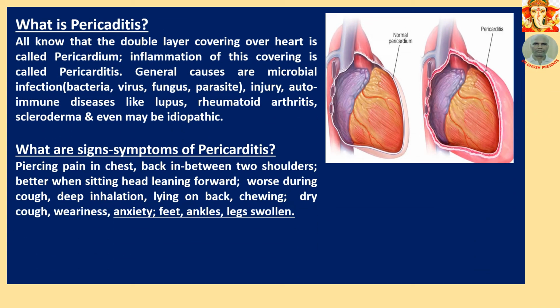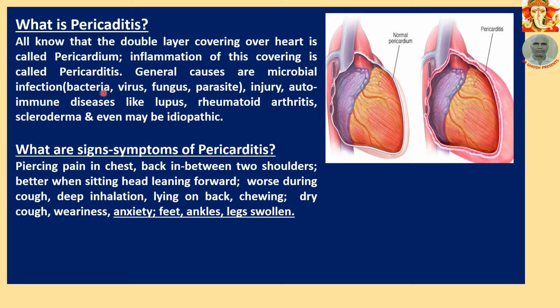What is pericarditis? All know that the double layer covering over the heart is called the pericardium. Inflammation of this covering is called pericarditis. Note the picture on the right hand side. This is the double layer of covering, called pericardium. And in this picture, you see within the pericardial layers there is accumulation of fluid. This is pericarditis, and this is normal pericardium.